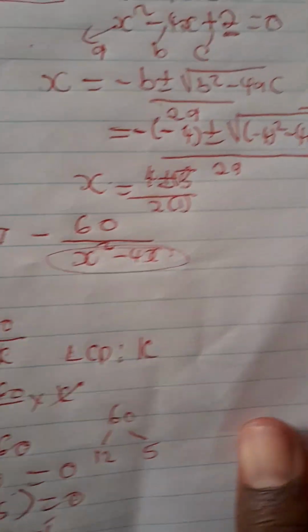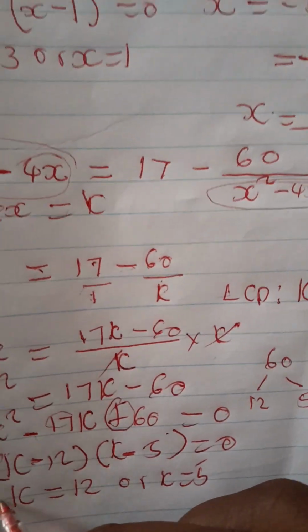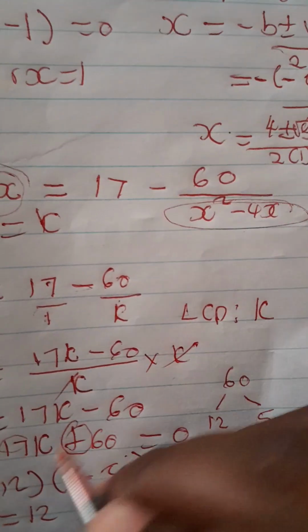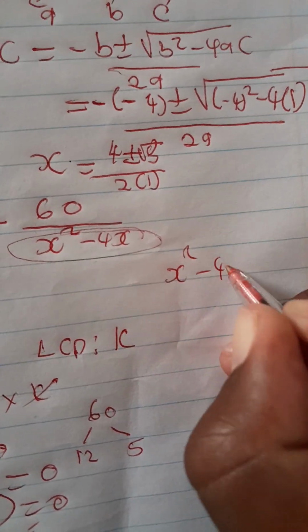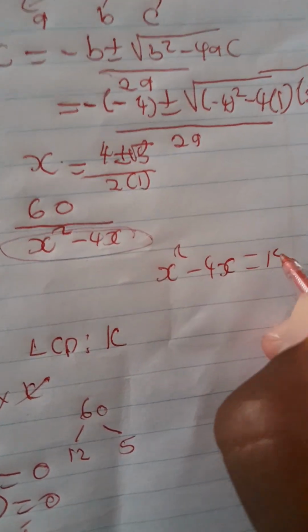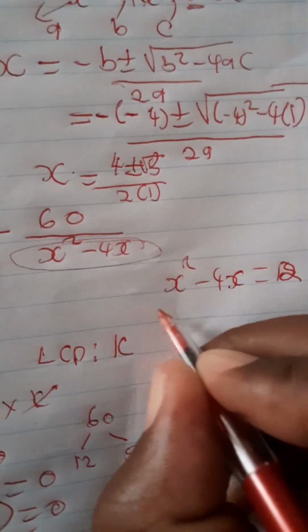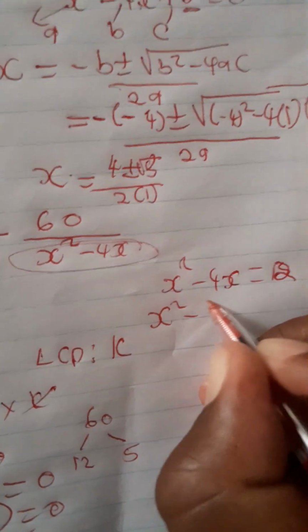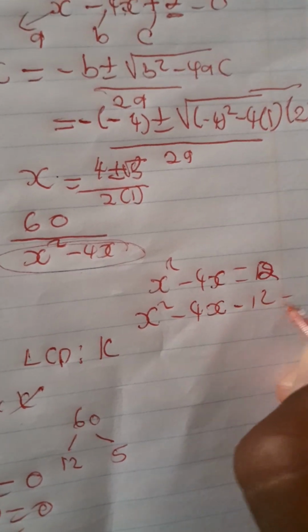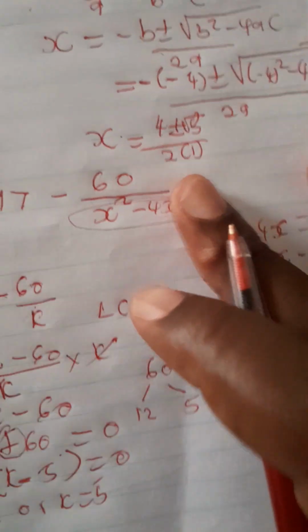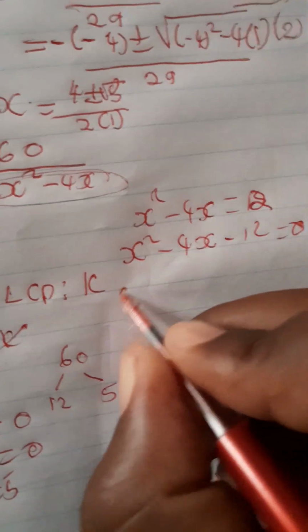Okay, we are not done. Our aim is to solve for x. Let's start with k. Let's replace k with 12 where the repeated factor is, x squared minus 4x equated to 12. Then let's take 12 to the other side, x squared minus 4x minus 12 equated to 0, then let's factorize.